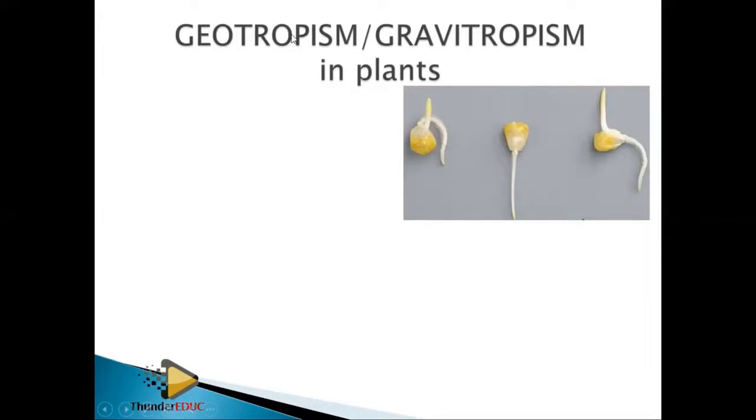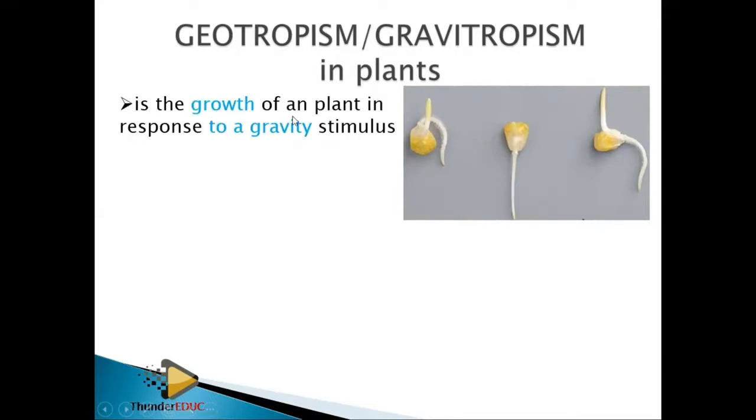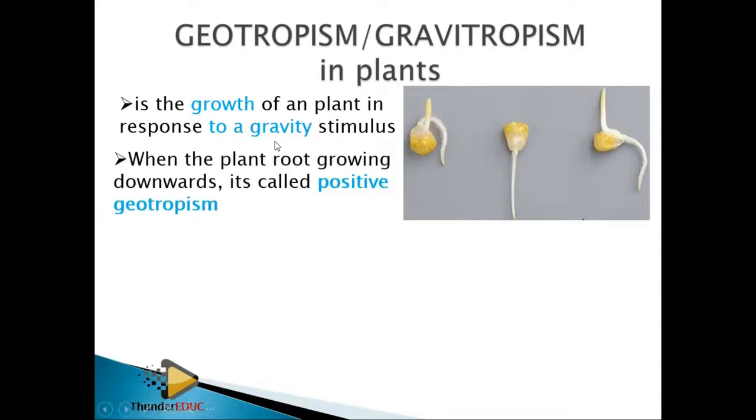What about geotropism? Sometimes it's called gravitropism. Geo means earth, the crust. In science, when you say geo, it means crust. And then it's gravity. So all of them are pulling towards the gravity. So you see that here, the roots are growing towards the gravity. It is the growth of a plant in response to gravity. That means our stimulus this time is the gravity. So we are growing towards the gravity.